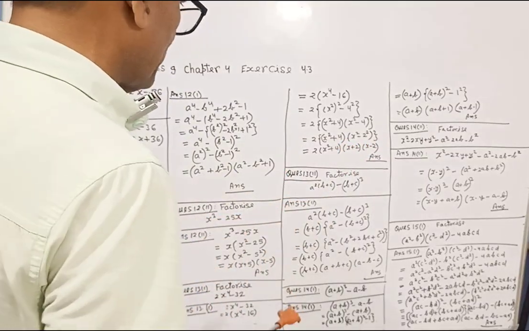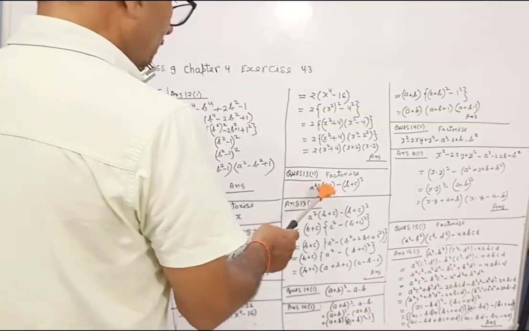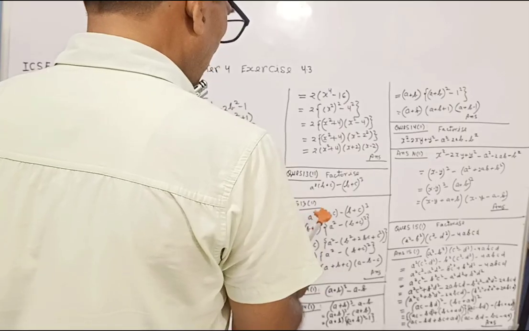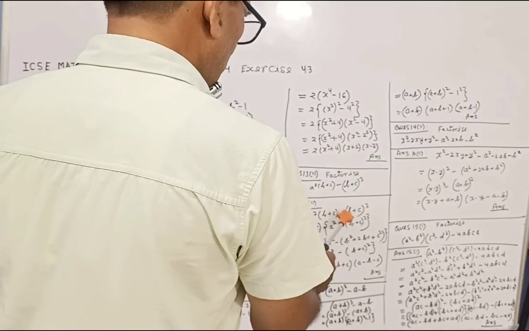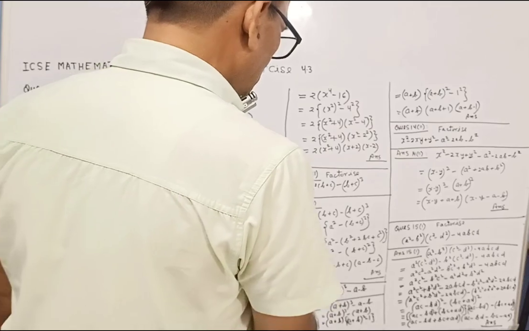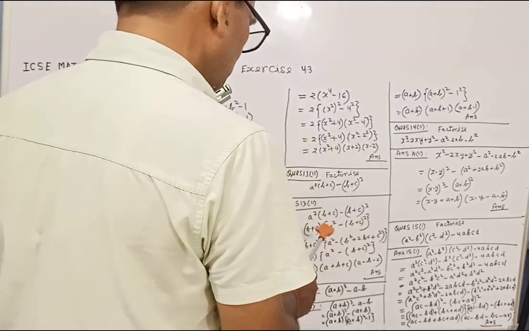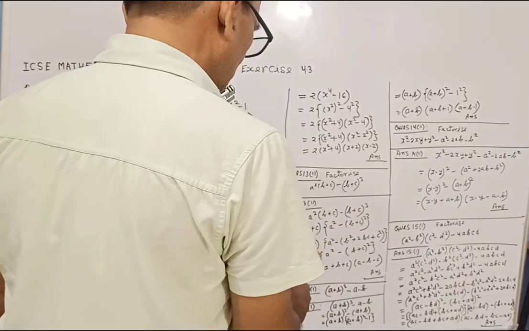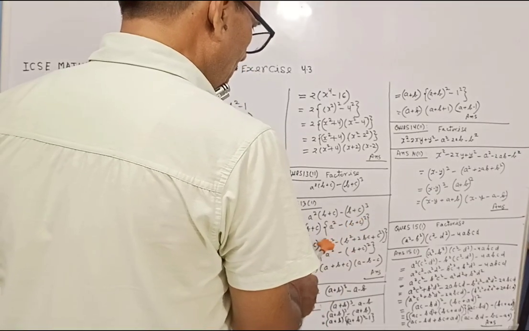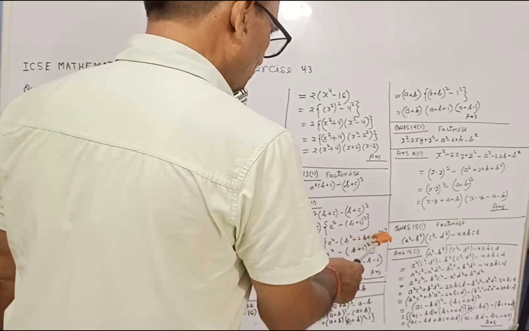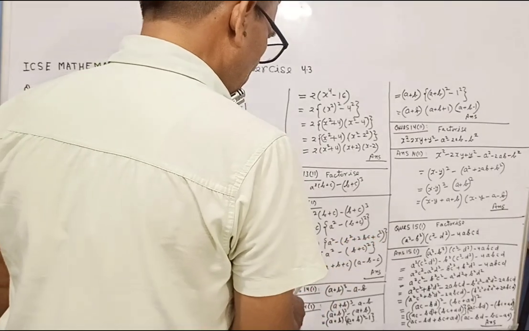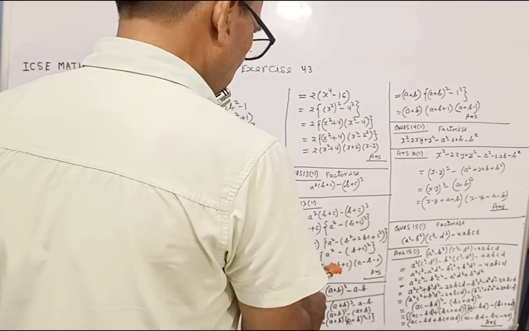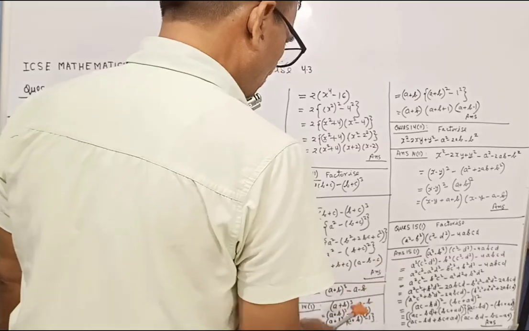Question 13 second: factorize a^2(b + c) − (b + c)^3. Answer 13 second: a^2(b + c) − (b + c)^3. Taking (b + c) common as a whole: (b + c)[a^2 − (b + c)^2] = (b + c)[a^2 − (b^2 + 2bc + c^2)] = (b + c)[a^2 − (b + c)^2] = (b + c)(a + b + c)(a − b − c).